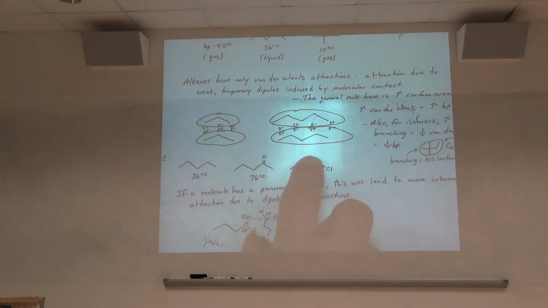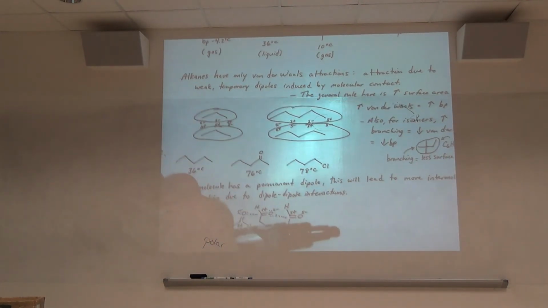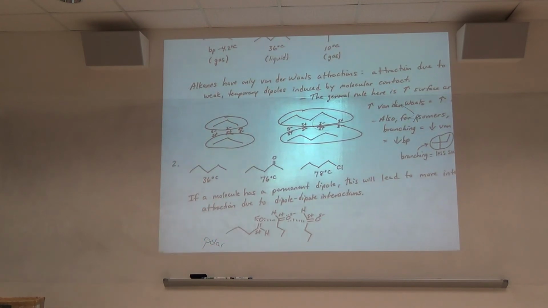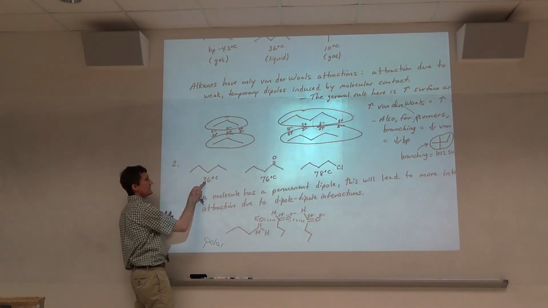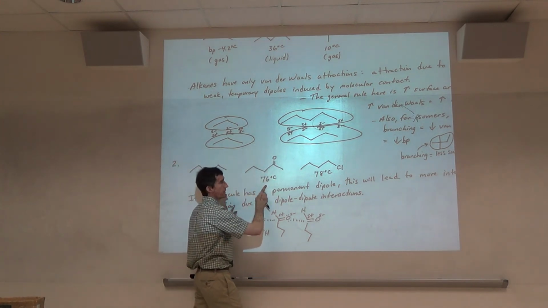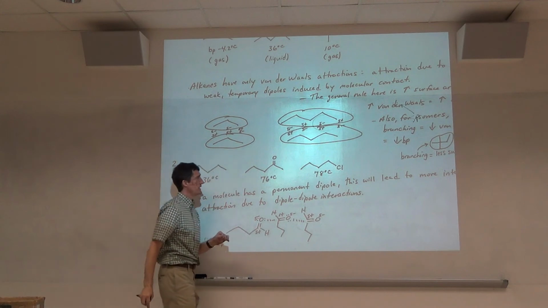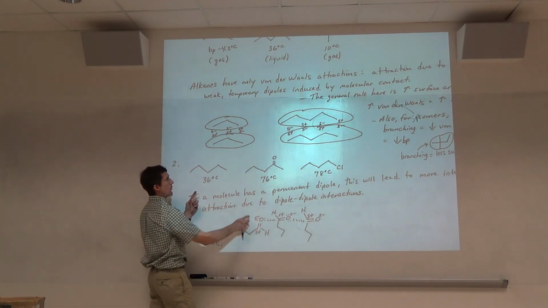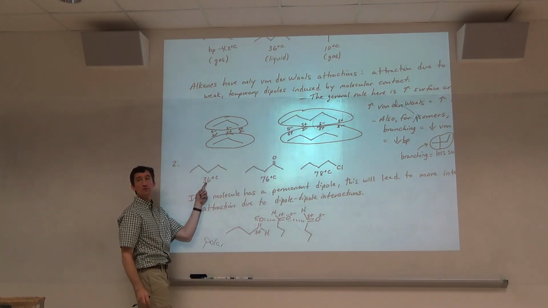Okay, let's look at number 2, which was what? Dipoles. Look at the difference in these boiling points. Pentane at 36. If we slip a carbonyl in there, it goes up to 76. And then with a chlorine there, it's 78. Why is this one higher than this one? What's your argument?